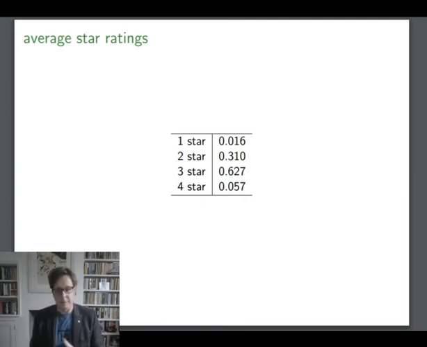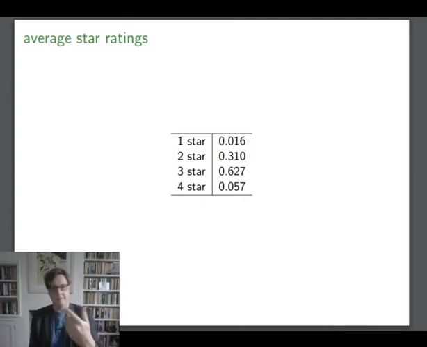I looked at all the movies and for each movie I got an average star rating by averaging across all the participants who rated it, and then I worked out how many movies got 1 star, 2 star, 3 star, and 4 star. I've rounded down here, so this is very crude, and it's only supposed to be an example. You should download the Netflix data and play with it yourself if you want to do anything more interesting.